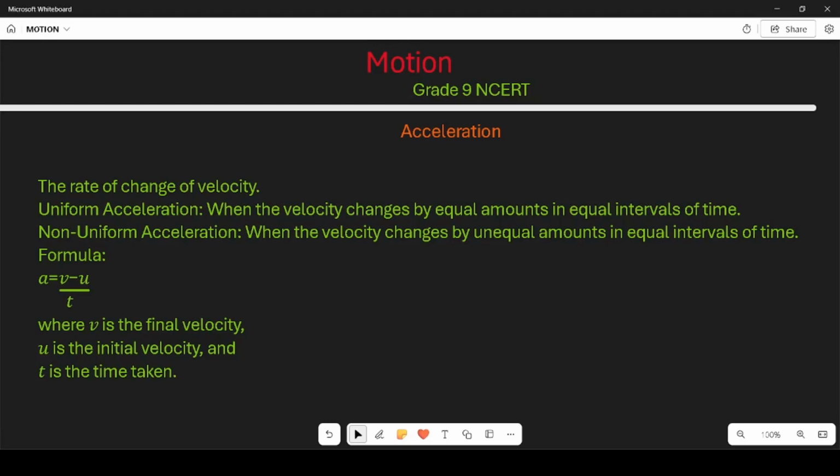Now let's talk about acceleration. We can define acceleration as the rate of change of velocity. So uniform acceleration is when velocity changes by equal amounts in equal intervals of time, and the opposite of it would be non-uniform acceleration, which is when the velocity changes by unequal amounts in unequal intervals of time. It's the same thing, it's non-uniform.